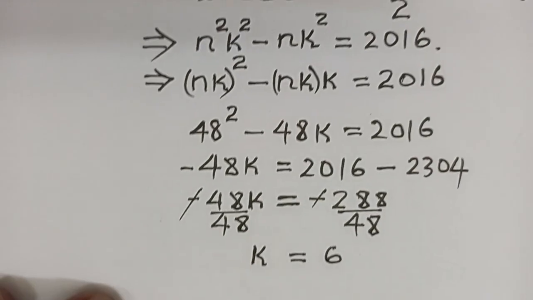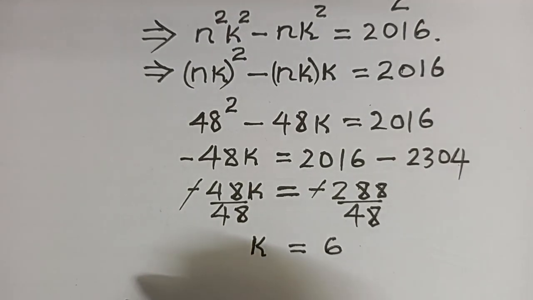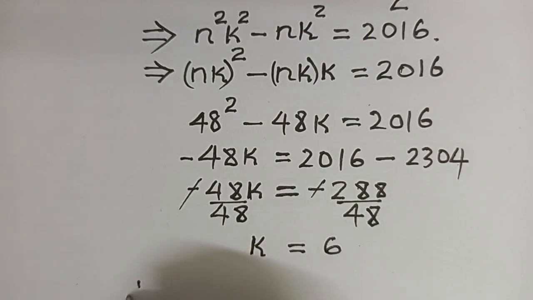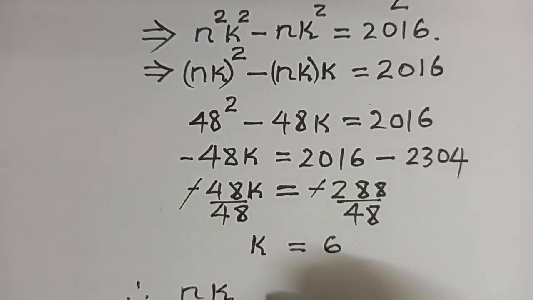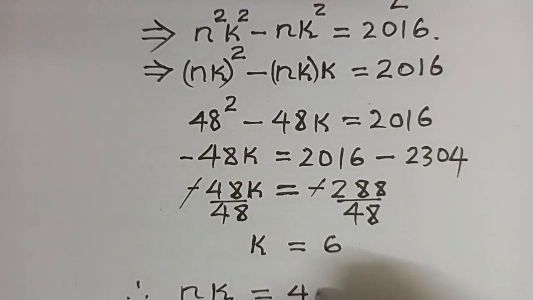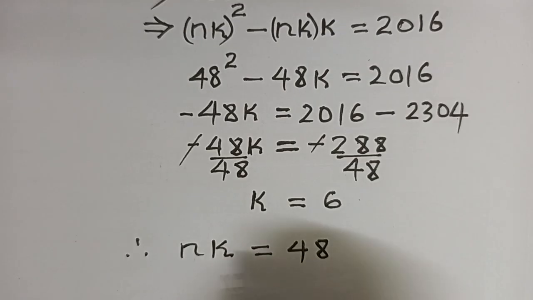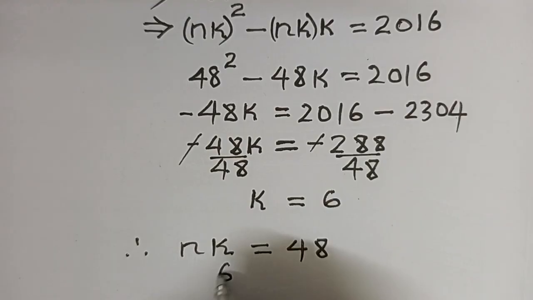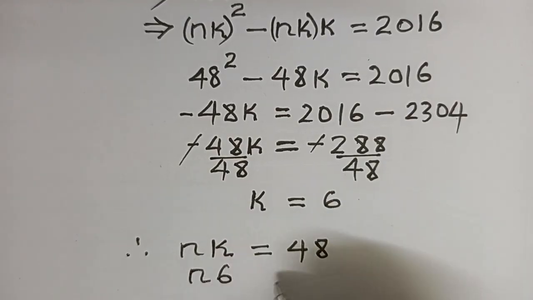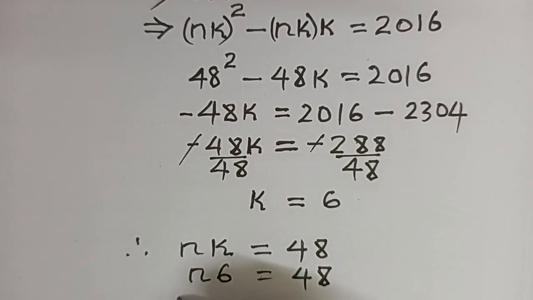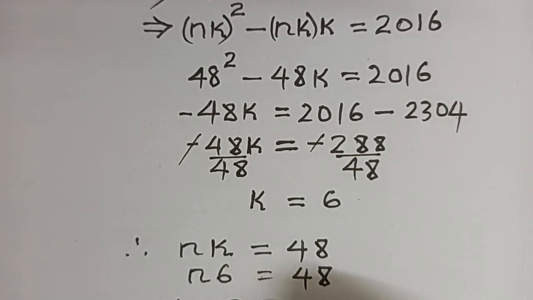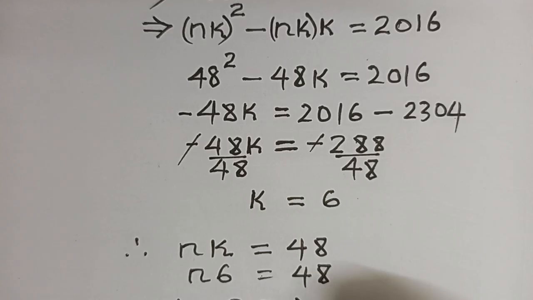So guys, we are able to find k. And now we can also find the value of n. Since we have nk equals 48, and the value of k here is 6, and here we have n, this is equal to 48. Therefore, the value of n is actually equal to 8.